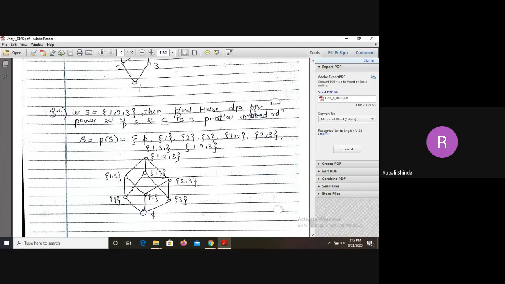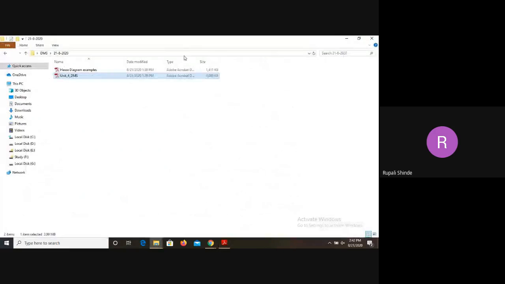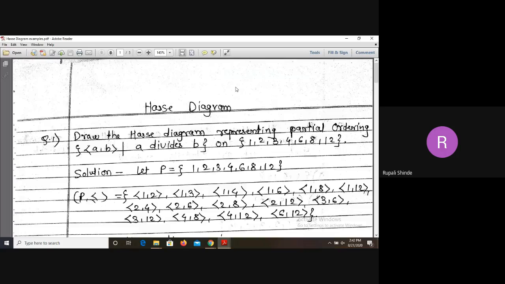So I think this problem we have seen. Instead of this 1, 2, 3, we had written A, B, C there. So the same problem is here. So again, these are some examples based on the Hasse diagram.